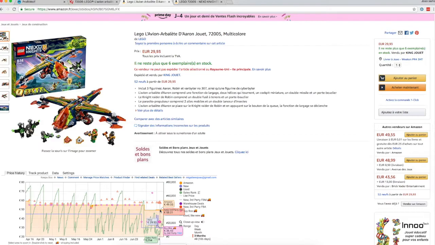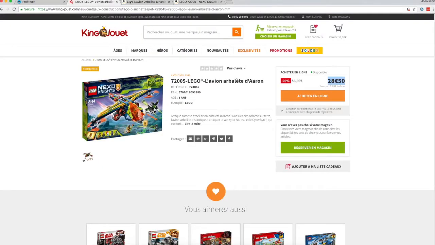So you first think that you may make a margin, but actually the supplier, see, King Jouet, holds the buy box. So in this example here, you cannot make a profit because this guy is gonna hold the buy box, right? He's both on Amazon and he's your supplier, so it's not gonna work.